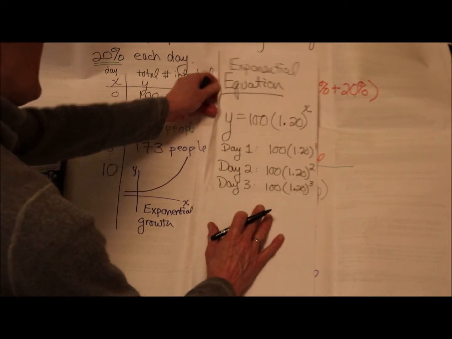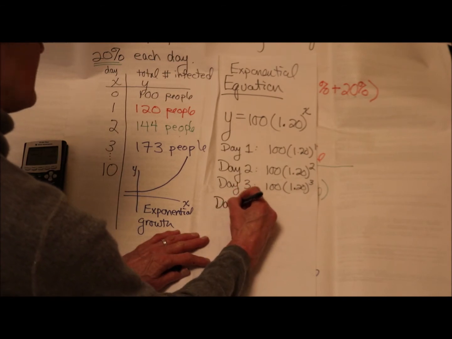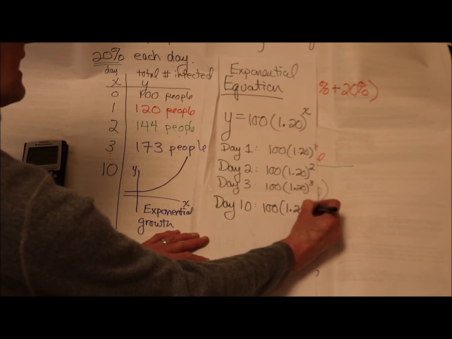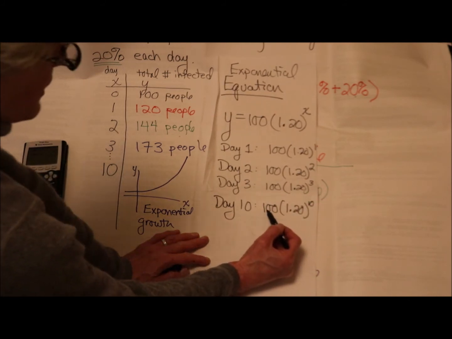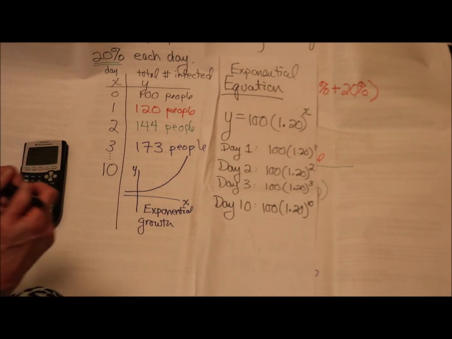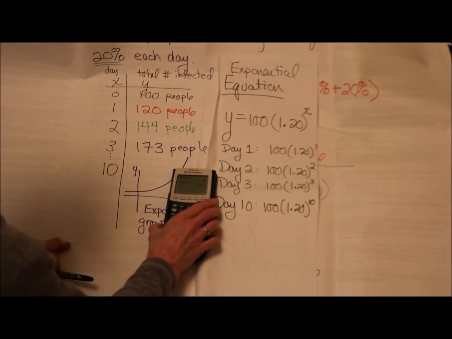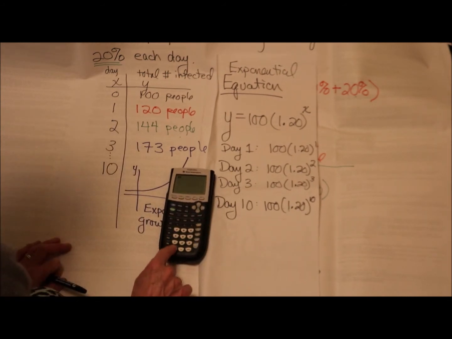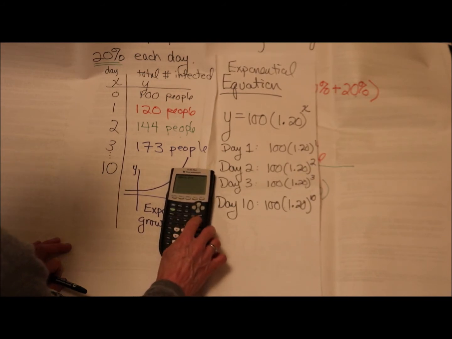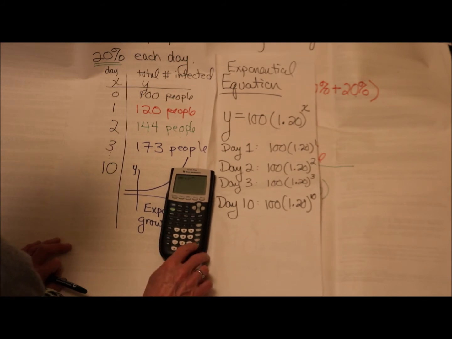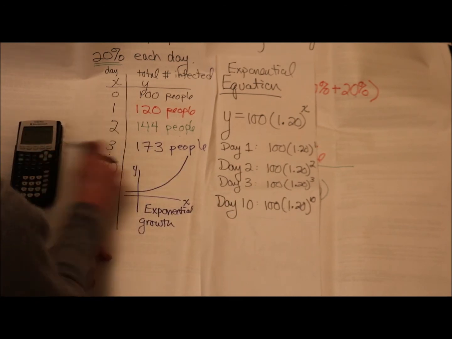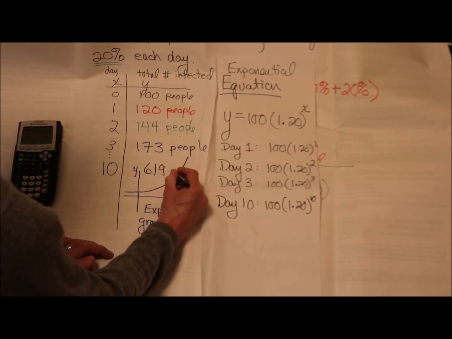So let's scoot ahead and let's see what I would get on day 10. Well, all you have to do is put a 10 in there. Remember, that means you're multiplying 100 times 1.2 times 1.2 times 1.2 times 1.2, 10 times. The exponent gives us a shortcut for doing that. So in my calculator, I'm going to put in 100, parentheses, 1.2 or 1.20, the little caret, and then 10. And boy, oh boy, that's a lot of people. Around 619 people.